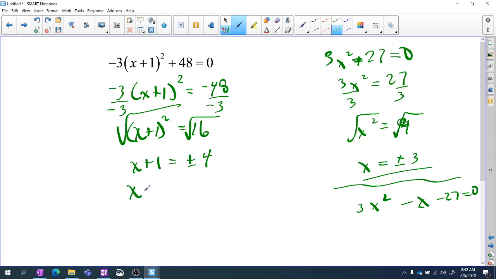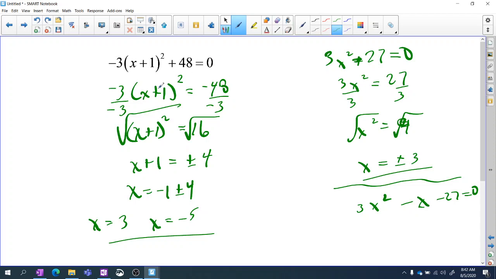So now isolate the x. That means you're going to bring that plus 1 over to give you negative 1 plus or minus 4. And now you get your two answers. Negative 1 plus 4 is 3, or negative 1 take away 4 is negative 5. So that would be your two possible answers, 3 or negative 5.